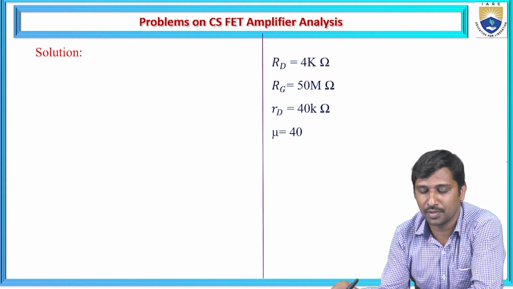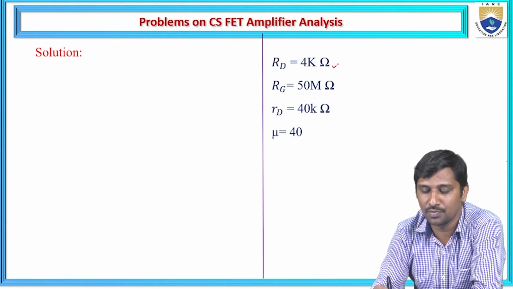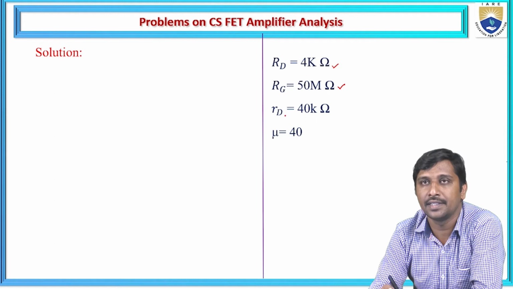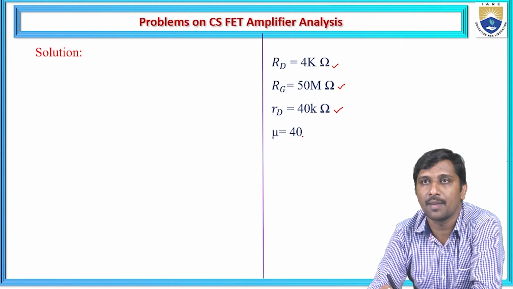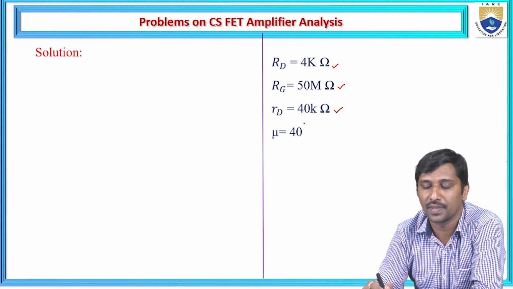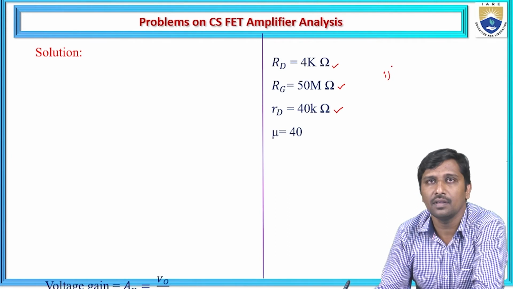So first I am going to write the given specifications. RD is 4 kilo ohms, RG is 50 mega ohms, the internal AC resistance or internal drain resistance rd is 40 kilo ohms, and the amplification factor is 40. Now first I am going to determine the voltage gain of the common source amplifier.